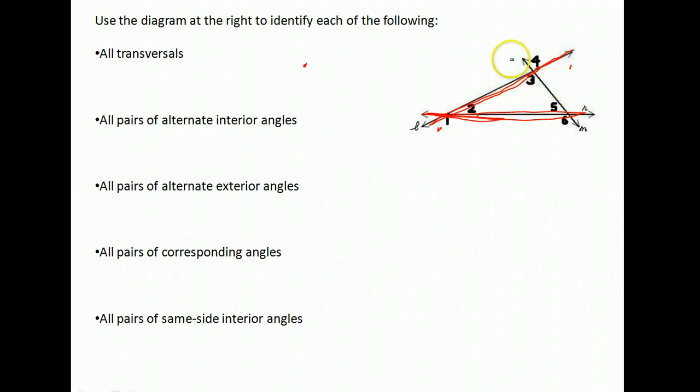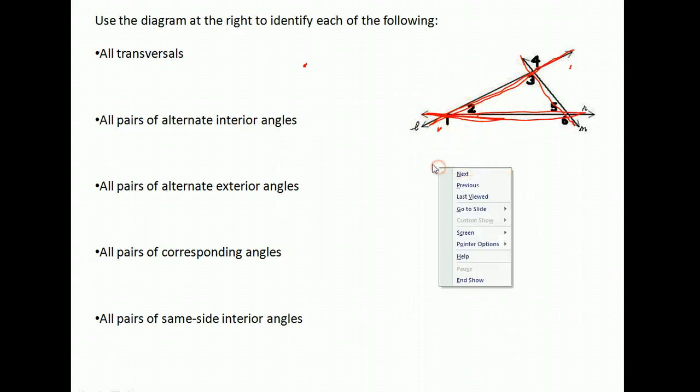What's the line that passes through both of them? Well, line M would be their transversal. So M is a possible transversal. It just depends on which pair of lines you are talking about.